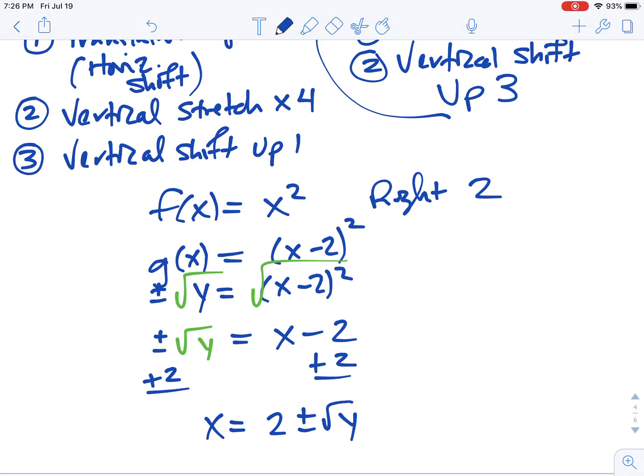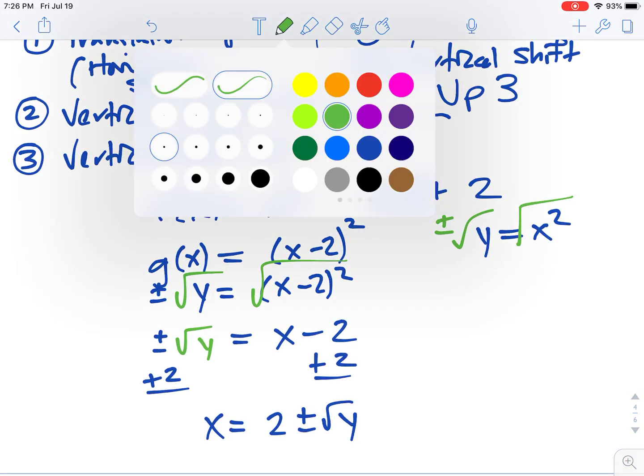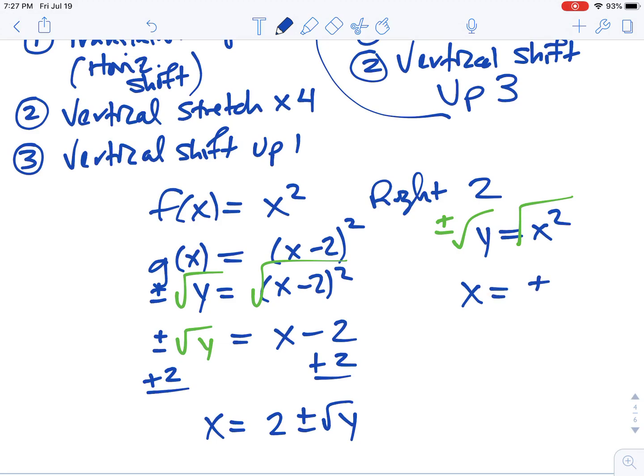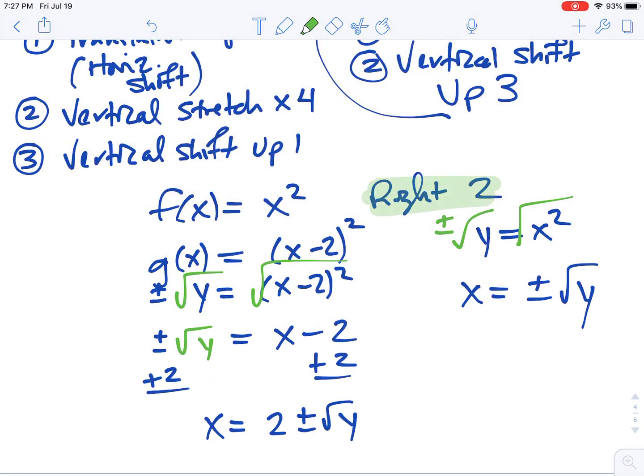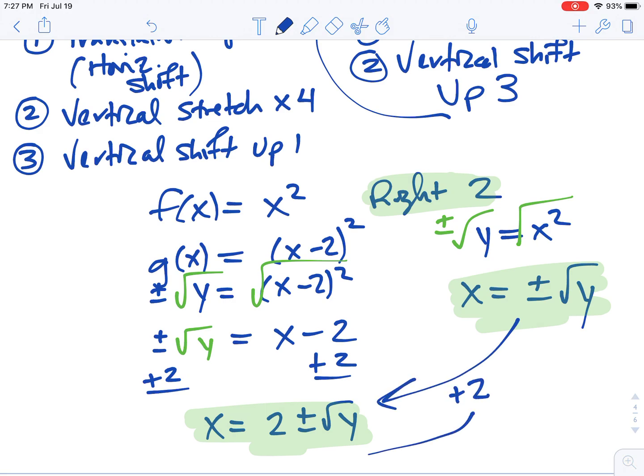What would it be before? Well, if you look at the original, if we called it y equals x squared, and we solve this for x, square root, plus or minus, x would be plus or minus square root of y. So you can kind of see here why this is backwards. Right 2 makes the x's 2 bigger than what they were before, because if you take what it was before and add 2 to it, we get the new x's. And that's why right 2 is actually backwards on the inside, because everything's in terms of y.